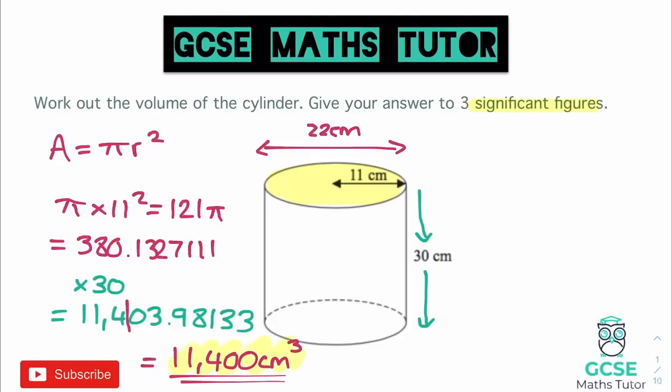Okay, so hopefully nice and easy. It links in very nicely with the volume of prisms in the video that I mentioned before. We're just going to work out the area of the cross section, which again in this case is a circle, and then times that by the height.